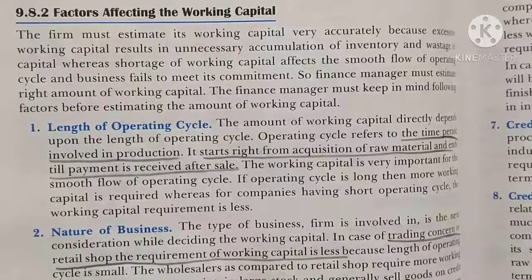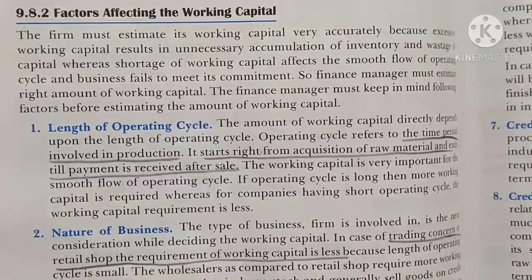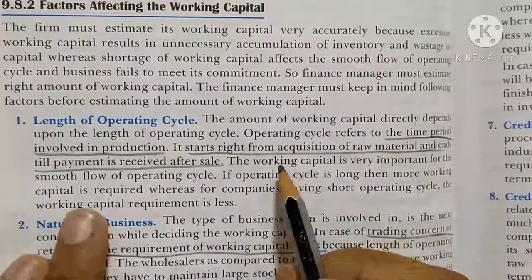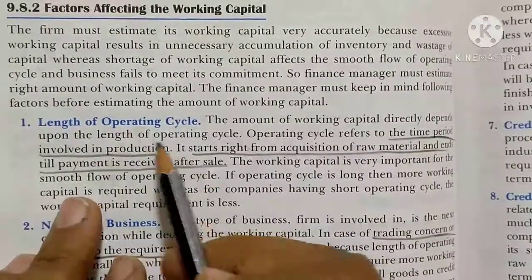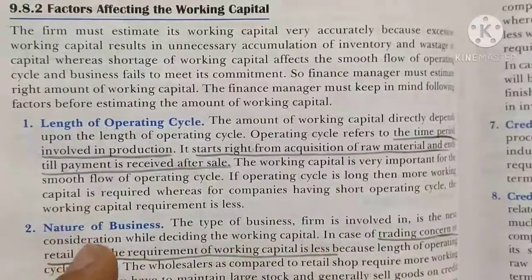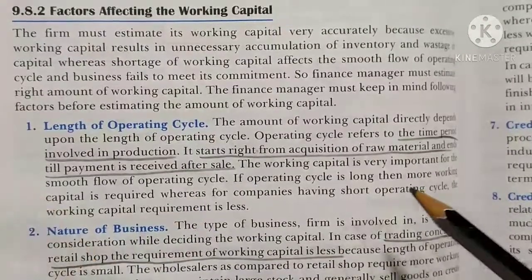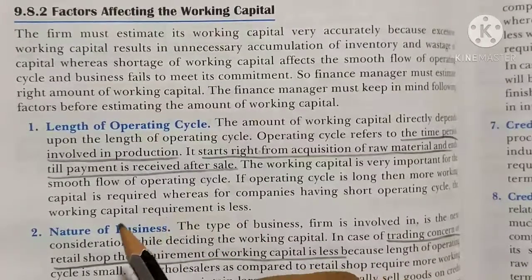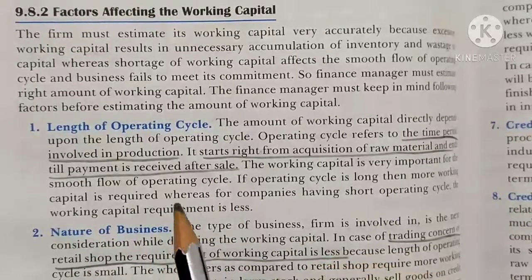It starts from the acquisition of raw material, then converting that raw material into final products, and then selling it. Until we receive the payment for the sale, that process is called the length of the operating cycle. If the operating cycle is lengthy, or you can say long, there will be more requirement of working capital. If it is short, then we need less working capital.